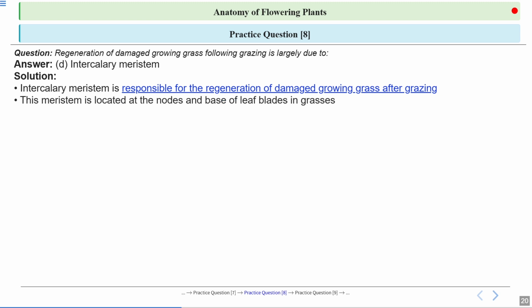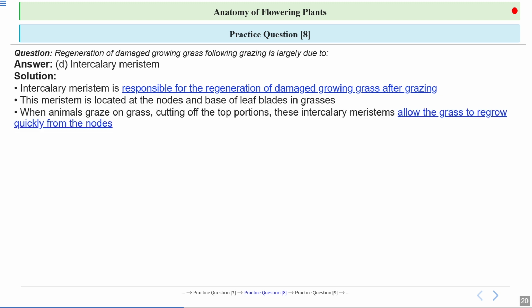This meristem is located at the nodes and the base of the leaf blades in grasses. And to be very precise, lateral meristem, meaning cambium, is absent in grasses. In monocot plants, lateral meristem, meaning cambium, is absent in grasses. They have closed type of vascular bundles. So when animals graze on grass, cutting off the top portions, these intercalary meristems allow the grass to regrow quickly from the nodes.